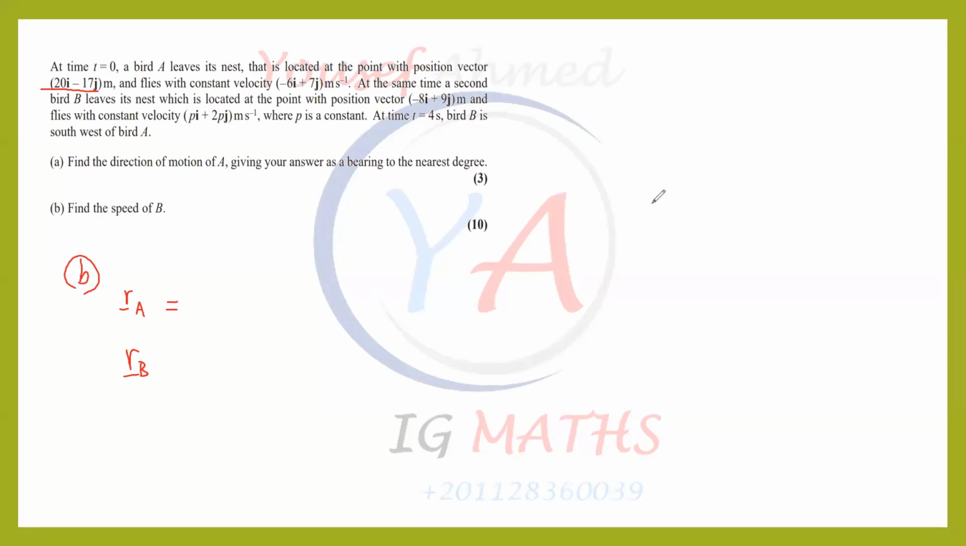20i minus 17j added to t multiplied by negative 6i plus 7j, and here we have RB, which is negative 8i added to 9j plus t multiplied by the velocity, which is pi plus 2pj.